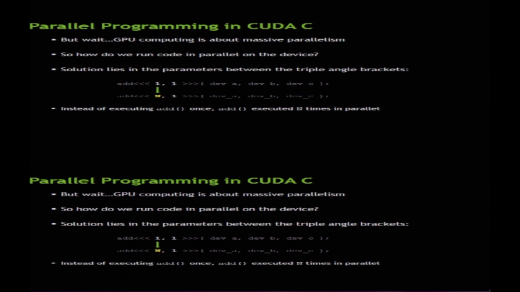The question you're all dying for me to answer at this point is why would we have 1, 1 there in those brackets? This is a nomenclature that NVIDIA came up with when they did this. It's really a number of blocks and number of threads, and we'll explain that in a moment. But for this example, let's just talk about n, the first one.